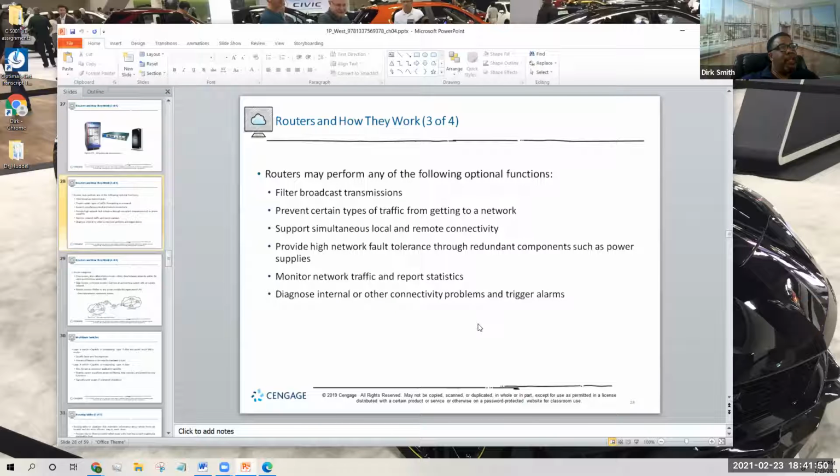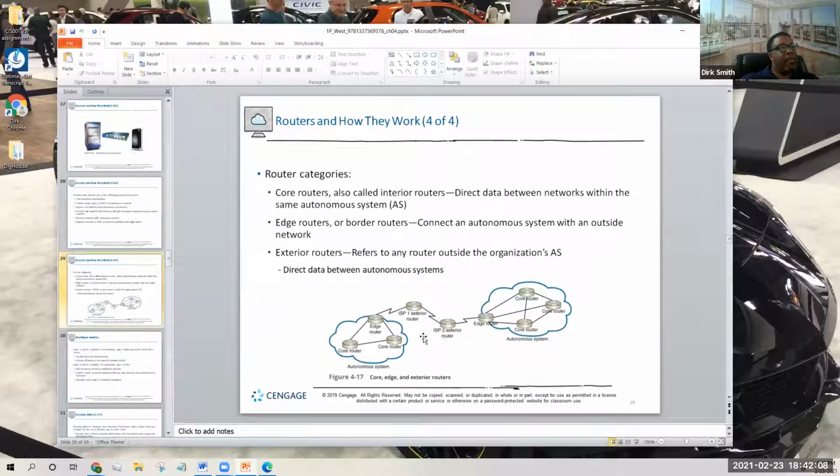Routers may perform any of the following operations. They can filter broadcast transmissions, prevent certain types of traffic from getting back to the network, and support simultaneous local and remote connectivity. Routers are very, very important. They monitor network traffic and things of that nature. So every network has a router.